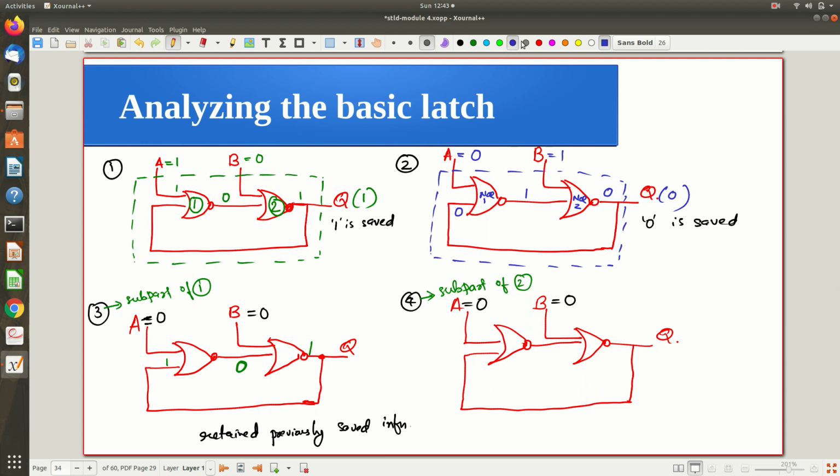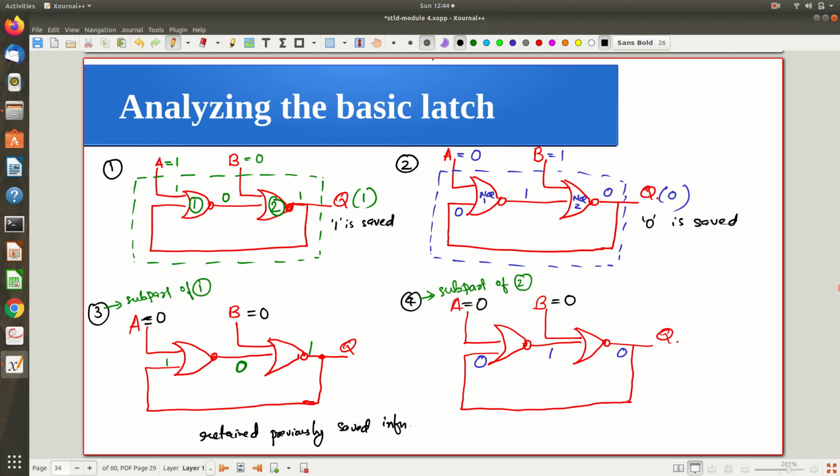Let's see, the circuit is already containing this 0. I mean, the circuit is already having the information 0. Now the question is, when you take this input back, like 0 1, you are making it 0 0. Here also this 1 0, you are making it 0 0. Am I able to retain the previous information? Okay, so that is the question. So let's analyze it now.